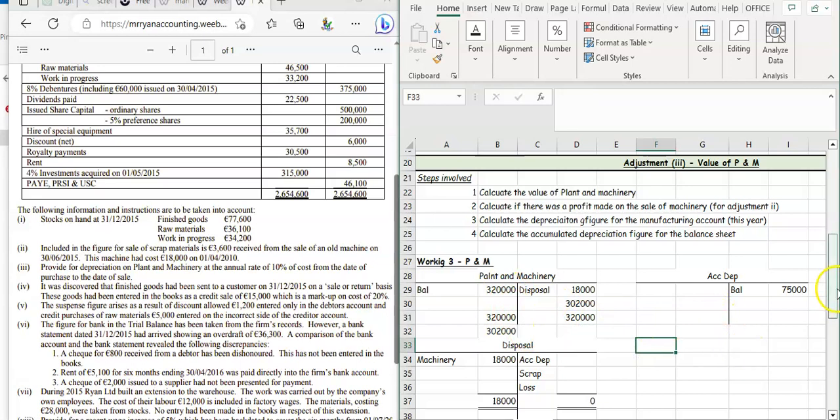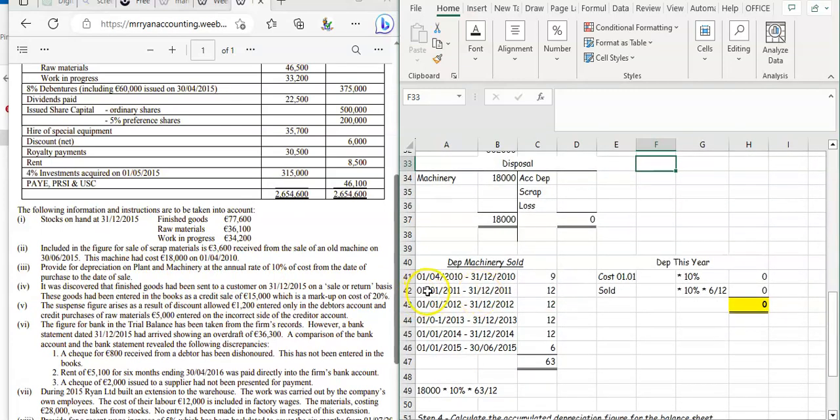Then your cumulative depreciation, we need to calculate. It says in the question, from the date of purchase to the date of sale. We purchased this machine that we sold on the 1st of the 4th, 2010. So we need to find out how many months we had it for. From the 1st of the 4th, 2010 until the end of that year, that's 9 months. Then we have it for a full year in 2011, 2012, 2013, and 2014, so that's 12 months for each of those years. And then we sold it on the 31st of the 6th, 2015, so we had it for 6 months in that period. So we have it for 63 months.